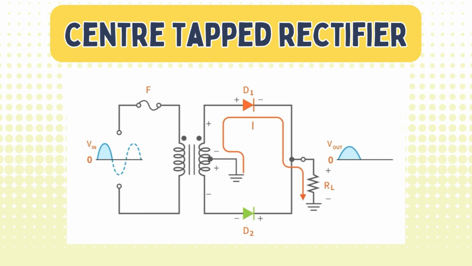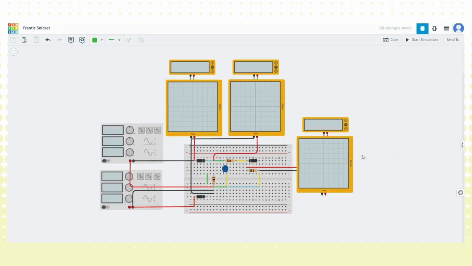We can see here the secondary winding of the center tap during the positive half cycle of the AC voltage. Diode 1 is in forward bias, while diode 2 is in reverse bias. So the current will flow through diode 1 and then into the load, and lastly return to the transformer through the center tap connection.